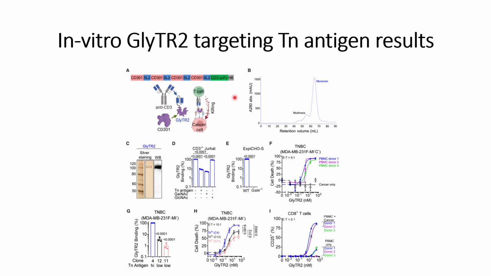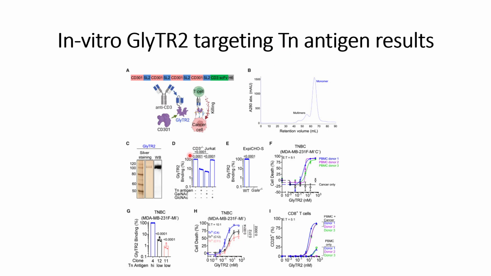Now let's move on to panel B, where they check whether it is expressed as a monomer, multimer or dimer. They found that it is predominantly expressed in the form of a monomer, and they validated this GlyTR2 using silver stain and western blot. Thereafter they checked its binding specificities in CD3-negative Jurkat cells. Jurkat cells are naturally COSMC gene negative. How is the COSMC gene related to GlyTR2? When the COSMC gene is suppressed, it causes high TN antigens.